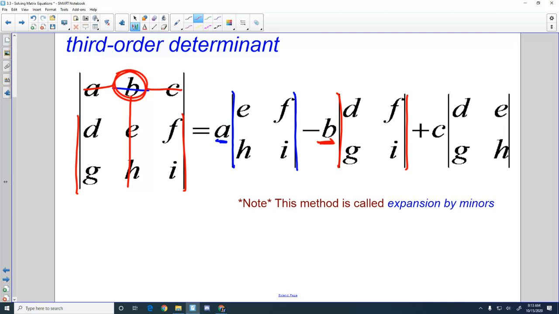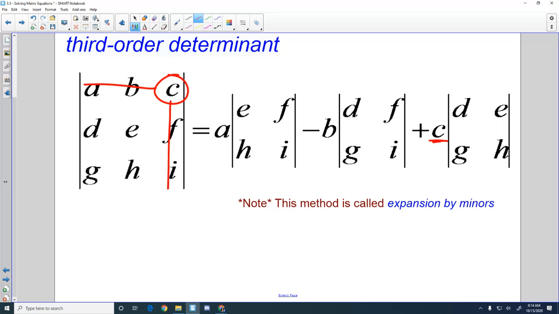You then do this a third time. Circle that last element, C. Start with the C. Cross off the rest of the row, the rest of that column, and look what we're left with. These 4 elements, D, E, G, H, and that's right here, D, E, G, H. Once it's written like that, pretty easy. These are just basic determinants, right? Where you do the crisscross, multiply, subtract.